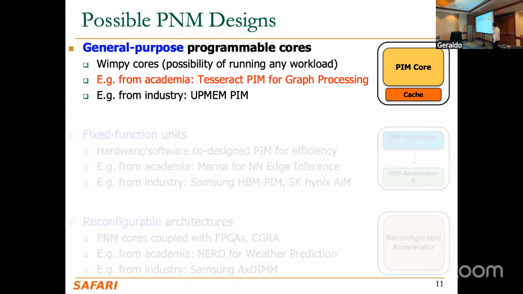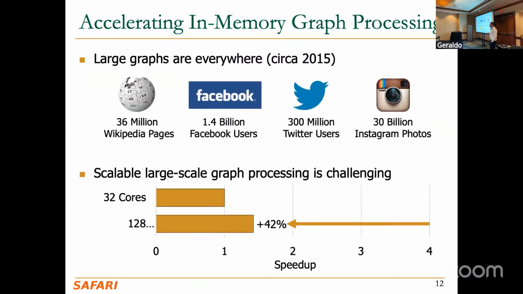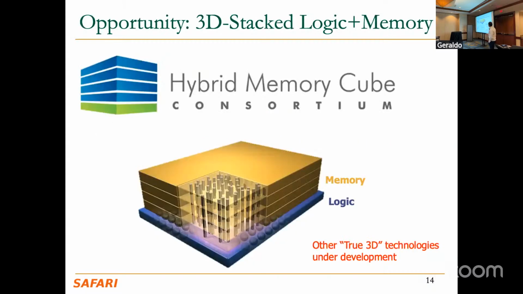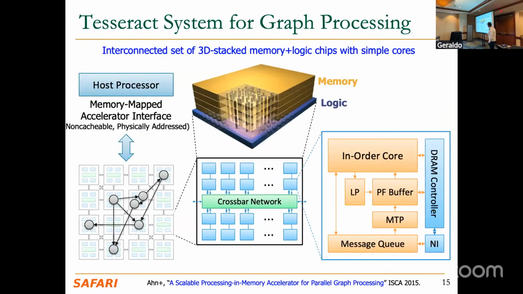We start with the general purpose programmable cores. So one example of this type of solution is Tesseract, which Onur mentioned, a design that uses 3D stacked DRAM to accelerate graph processing. Onur already mentioned this, so I'm not going to go into details. Graph processing is bottlenecked by memory. 3D stacked memories can be used to alleviate this bottleneck.